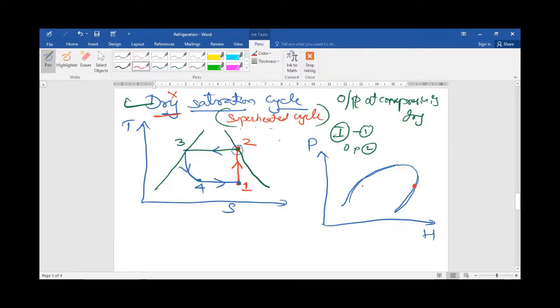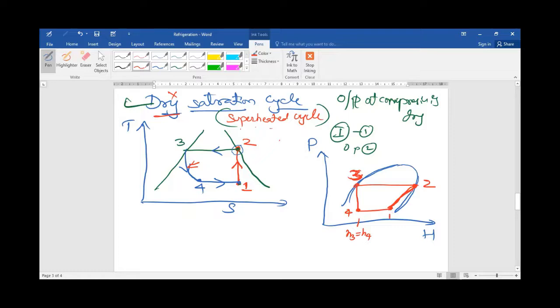This is the condenser, from 2 to 3. I will write it as point number 2. This is point number 3. And 3 to 4 is the expansion process. During the expansion process, enthalpy remains constant, so I should draw one vertical line. So here H3 is equal to H4. Now for the compressor part, I have to draw one inclined line.